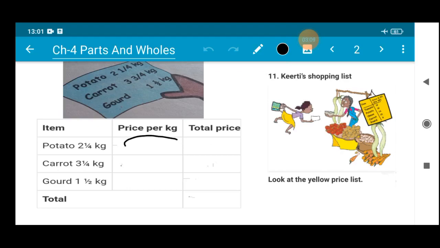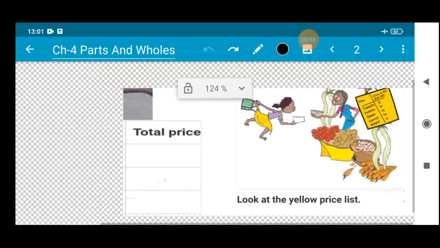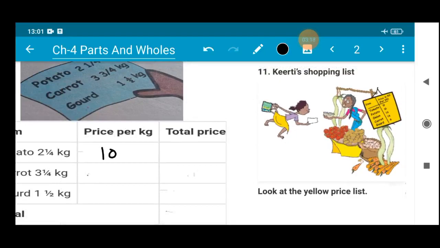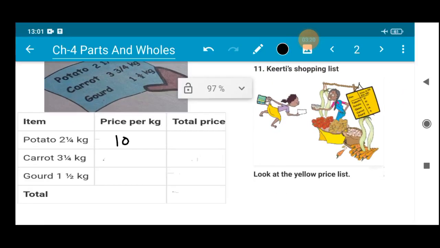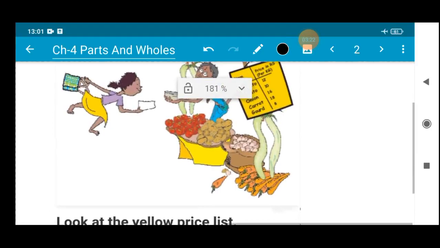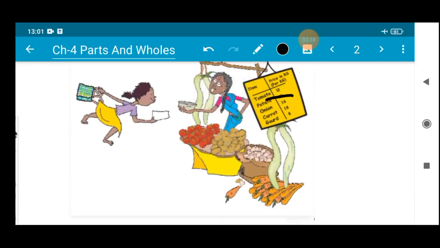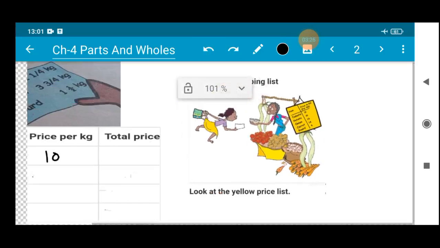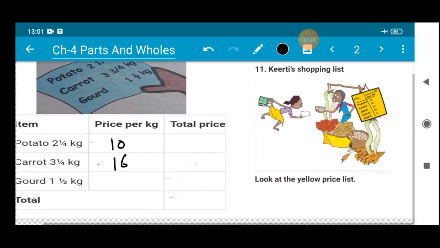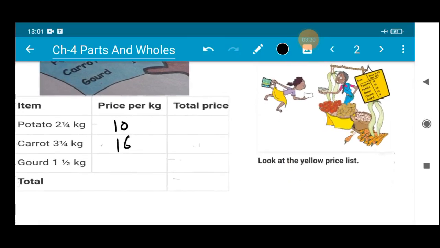So what is the price per kg, that you have to write first. The price per kg of potato, as you can see in the list, is 10. Per kg it is 10. And for carrot, she has bought 3 whole 1 by 4 kg, but what is the cost of 1 kg? It is 16. So let us write 16 here. And the gourd, just now we wrote that value, it is 8. Yes, price is rupees 10 per kg for potato, 16 for carrot, and rupees 8 for gourd.